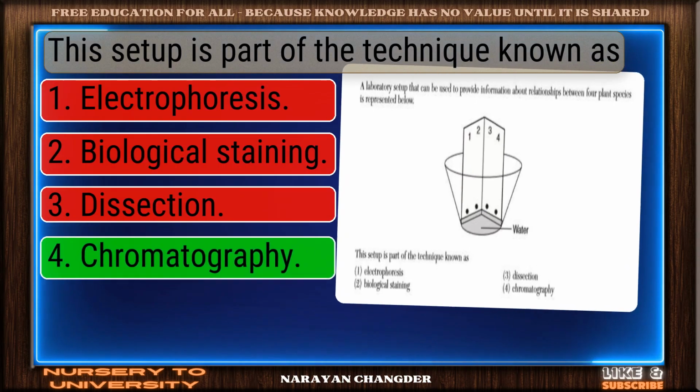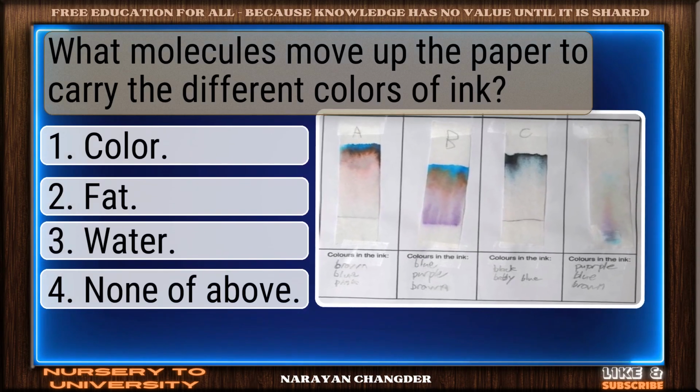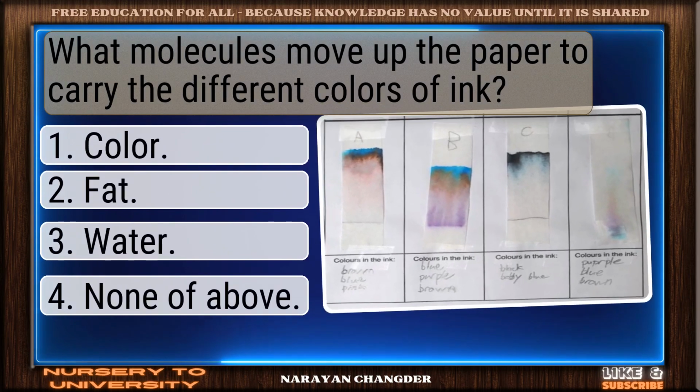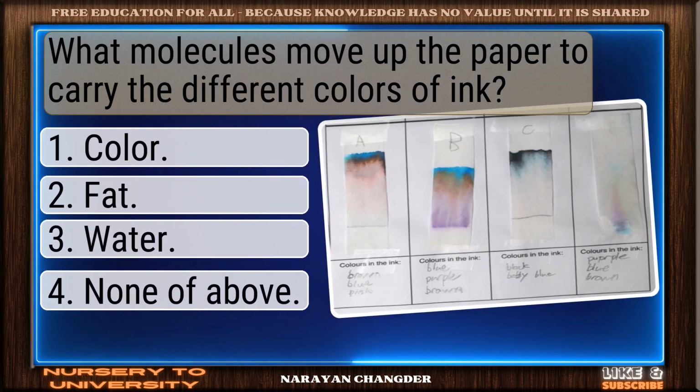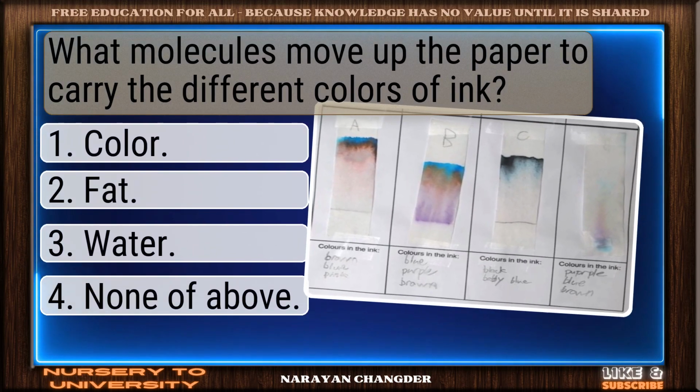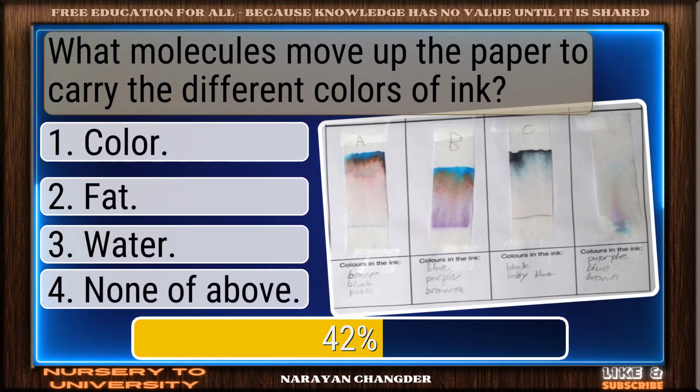Chromatography is correct. What molecules move up the paper to carry the different colors of ink? Option 1, color. Option 2, fat. Option 3, water. Option 4, none of above.